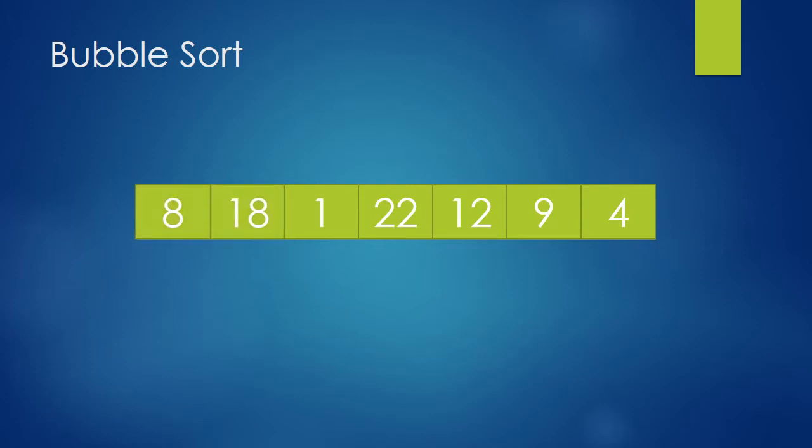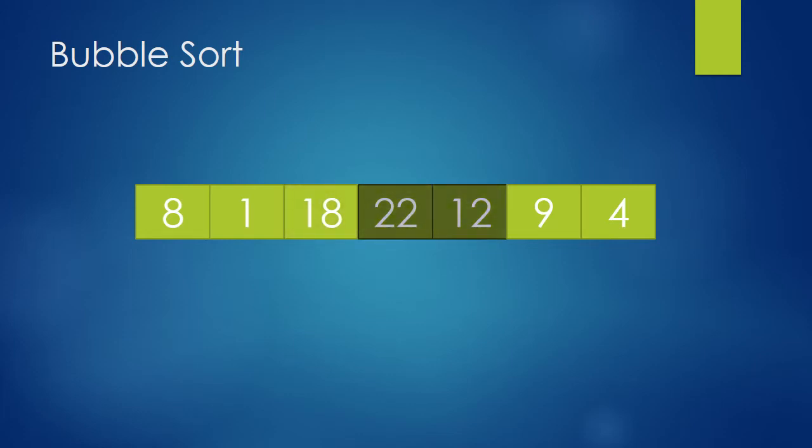Now we compare the second and third number. We see that 18 is bigger than 1. So we swap them again. We move on to the next two numbers, 18 and 22. 18 is smaller, so that means that they are in correct order. So we just move on to the next two numbers.